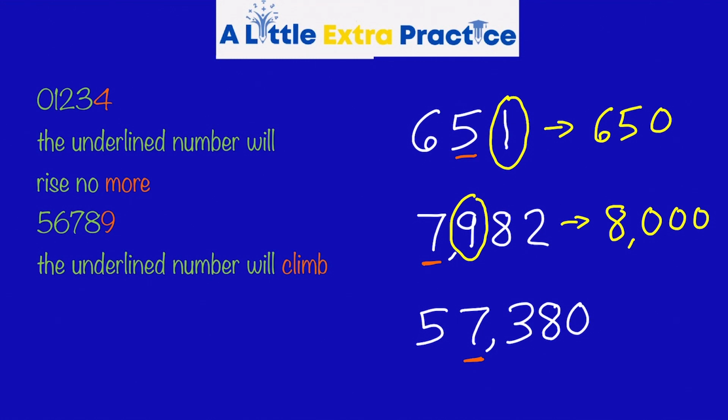Our third example, 57,380. We're rounding to the nearest thousand, so it's going to either be 57,000 or 58,000, depending on the circled number. 0, 1, 2, 3, 4, the underlying number will rise no more. 3 is not a strong number. It's not strong enough to push that 7 up to an 8, so it's going to stay a 7. So it'll stay 57, and then everything else becomes zeros. So it is closer to 57,000 than 58,000.